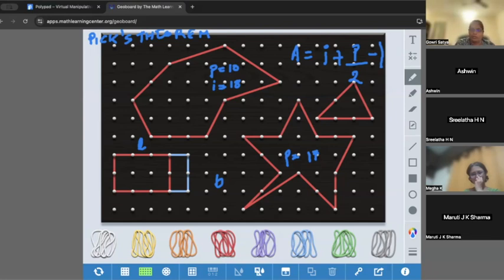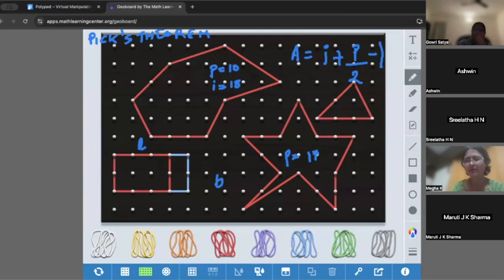Yes, correct. So perimeter will be equal to the number of points P. Okay, so one thing that I'm seeing is it won't work for a line, because a line has area as 0 in geometry.